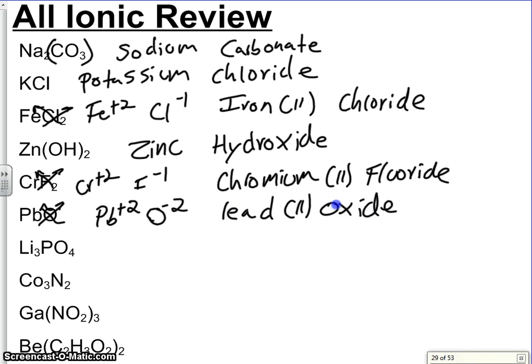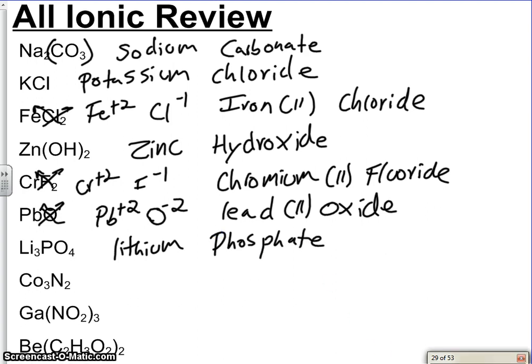Now lead's not commonly in the transition metal group, but we treat it like a transition metal because it acts like a transition metal. Lead can have a plus 2 or a plus 4. So we do have to identify the charge still. Next one, Li3PO4. Li is just lithium. PO4 is phosphate.